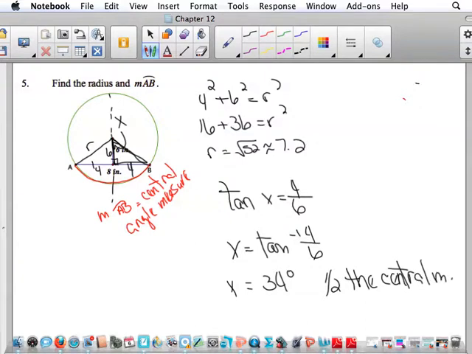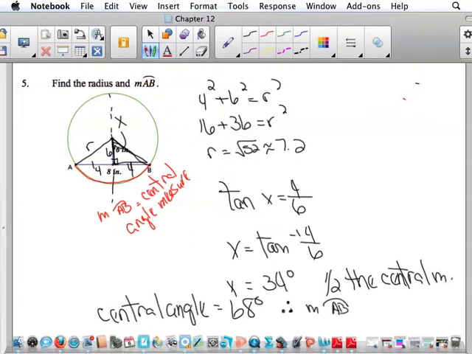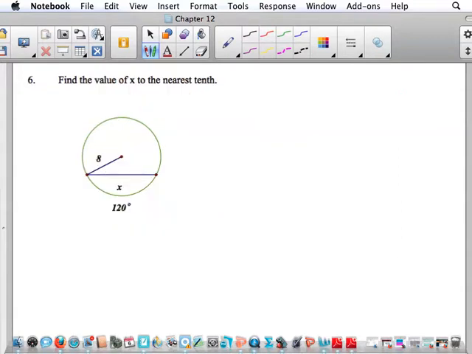So the central angle is equal to 68 degrees, and therefore the measure of arc AB equals 68 degrees. Okay, so you're going to have to go back and use those trig ratios again in a couple places on this quiz. Number 6 says find the value of x to the nearest tenth.